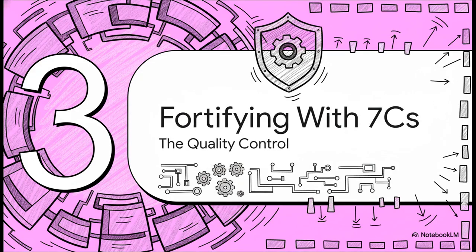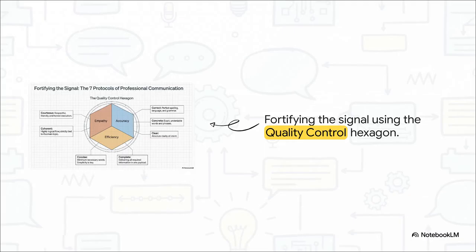All right, let's flip the script. Section 3, fortifying with the 7 Cs. This is our quality control. Now that we actually know the threats we're up against, it is time to equip ourselves and armor up. We fortify our signal using the quality control hexagon. A true master communicator balances 3 core elements: empathy, accuracy, and efficiency. But how? Well, by applying the 7C protocols.